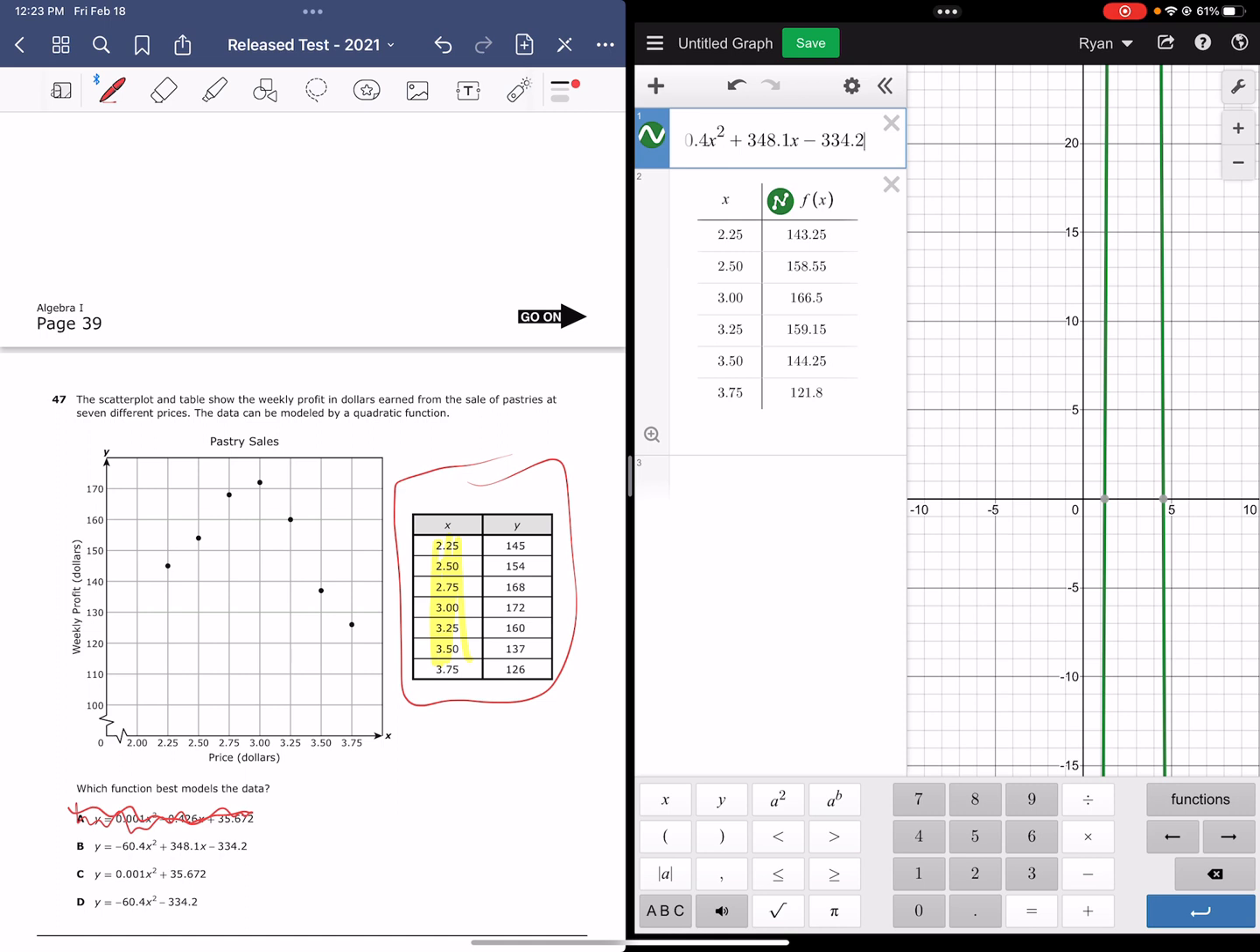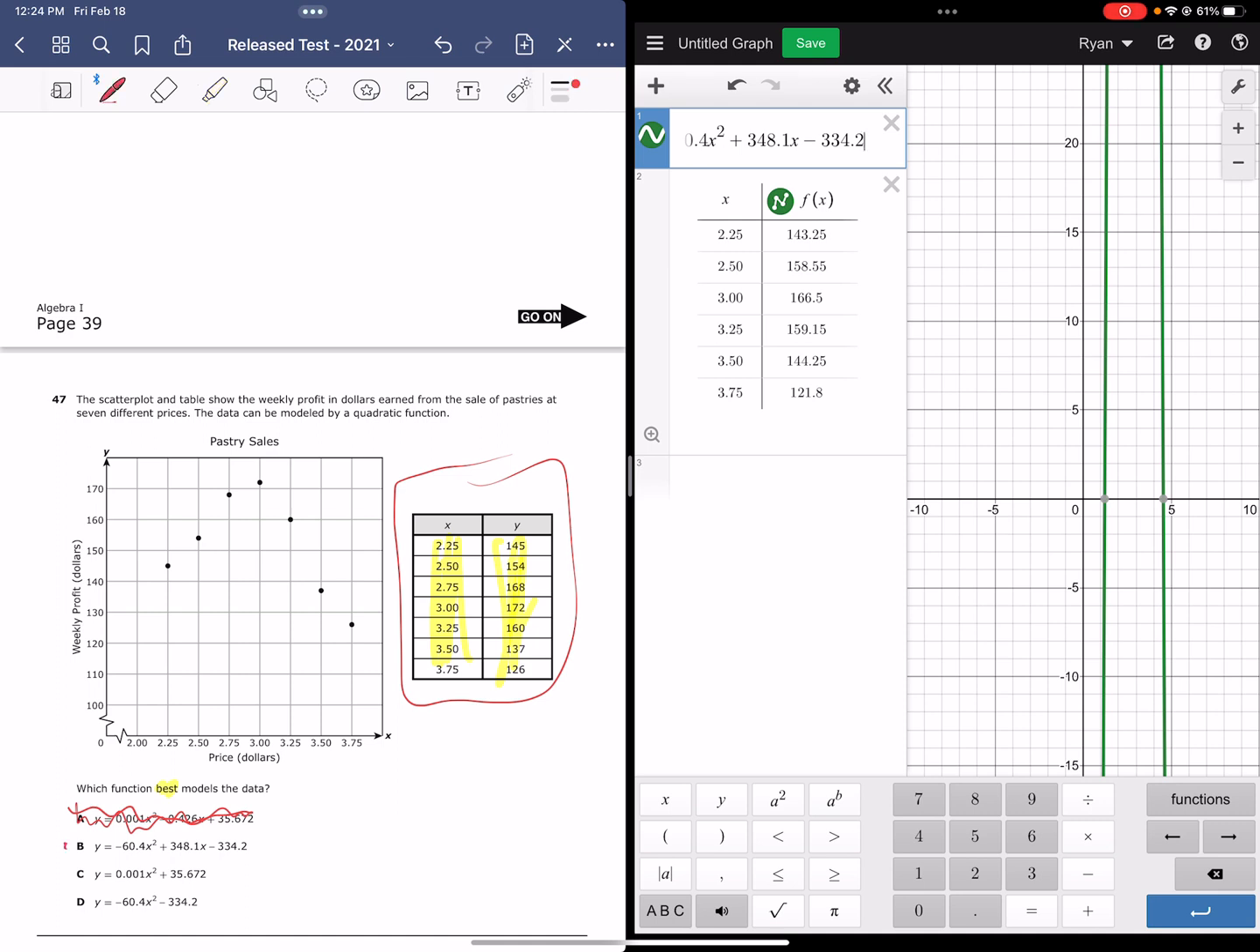Now, if you look at the values in this table, notice that the x values are still the same. That's because I didn't have to redo that. I didn't ever delete out the table. Notice that these y values are now very close to the y values that we were given in this particular problem. They're not exactly the same, which is why the question says which function best models the data, but they are pretty darn close. I feel really good about answer choice B.